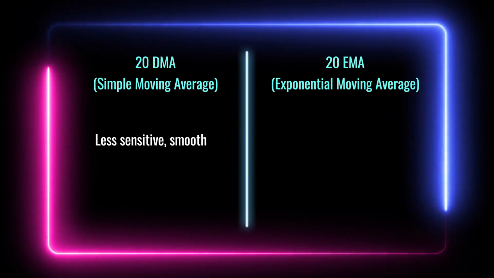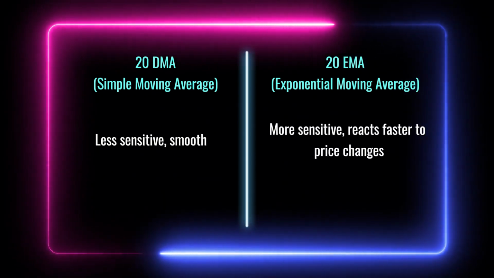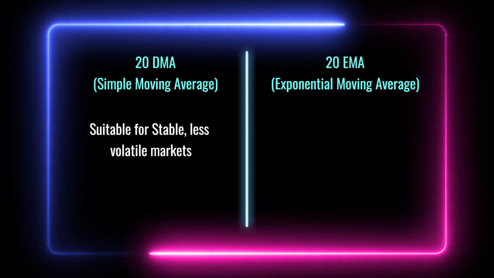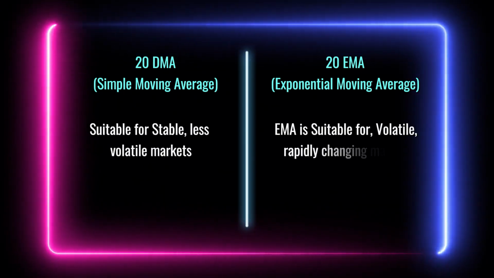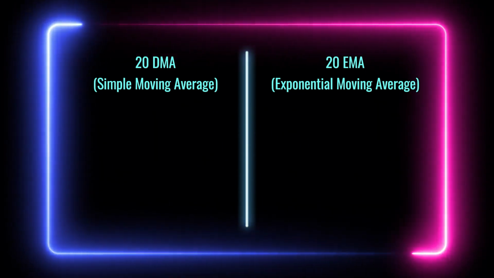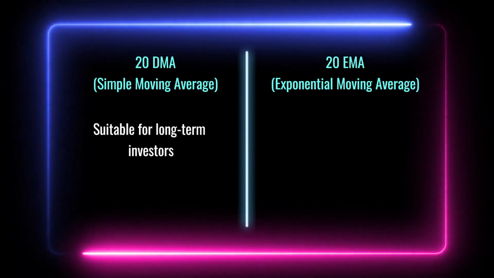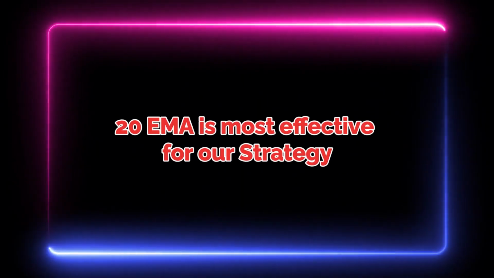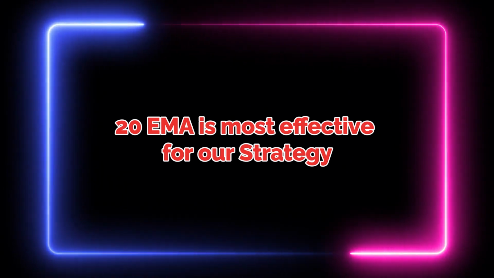DMA is less sensitive and smooth. EMA is more sensitive and reacts faster to price changes. DMA is suitable for stable, less volatile markets. EMA is suitable for volatile, rapidly changing markets. DMA is suitable for long-term investors. EMA is suitable for short-term traders. Hence, 20 EMA is most effective for our strategy.